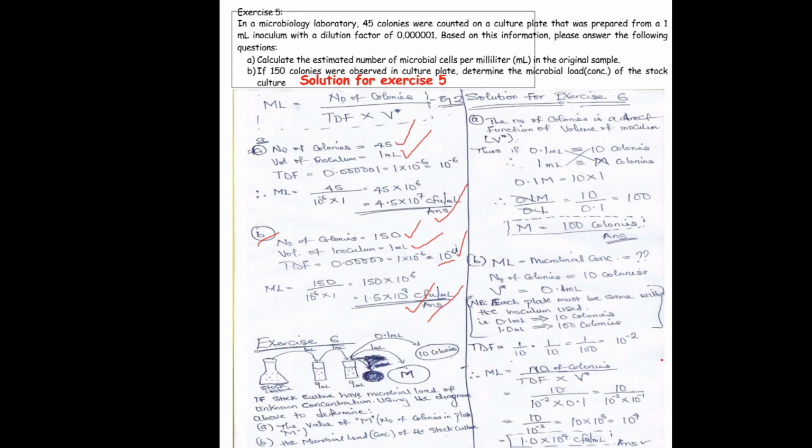Then we now go into exercise 6. You have another chart in this exercise 6. This is a diagram. You have a stock culture that was serially diluted 2 times and inoculated in 2 different culture plates. Now let's take the question. If the stock culture has a microbial load of unknown concentration, using the diagram above, determine A, the volume of M, that is number of colonies in the plate, B, the microbial load concentration of the stock solution.